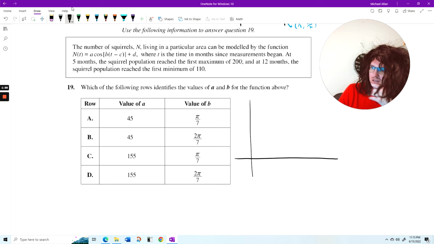So 5 months, and then at 12 months, the squirrel population is the minimum. So 1, 2, 3, 4, 5, 6, 7, 8, 9, 10, 11, 12. 1, 2, 3, 4, 5. So right here, 5 months, I have a maximum of 200. Okay, so right up there. At 6, 7, 8, 9, 10, 11, 12 months, I have a minimum at 110, so right about here. So right now we have this part of the graph, like that.